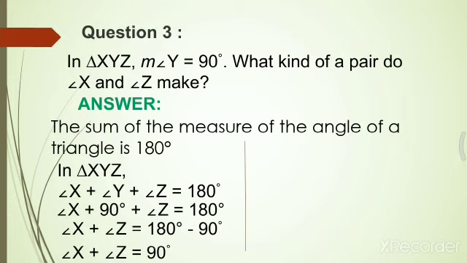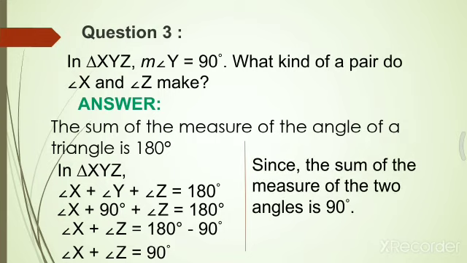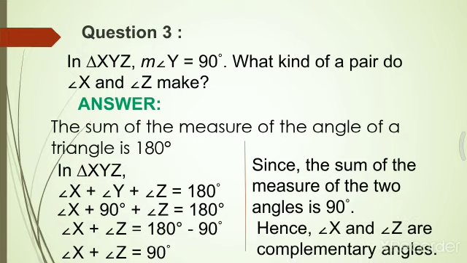Clear? Now here they have asked what kind of pair X and Z make. Clear? So here X and Z make the pair of complementary angles. Why? Because here the sum of two angles is 90 degree. Clear? So X and Z are the complementary angles.